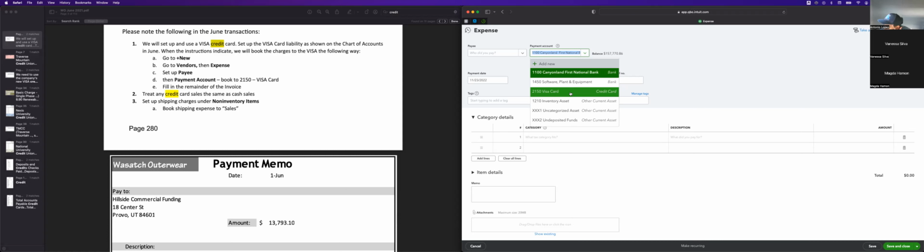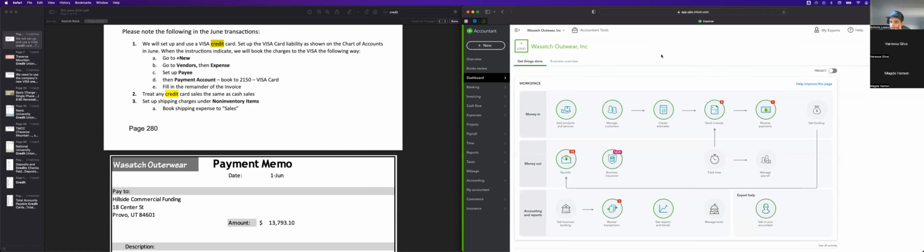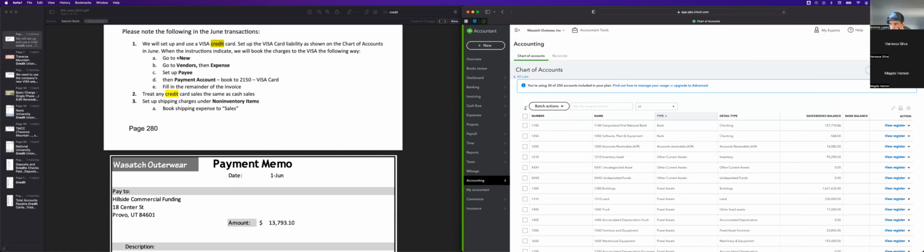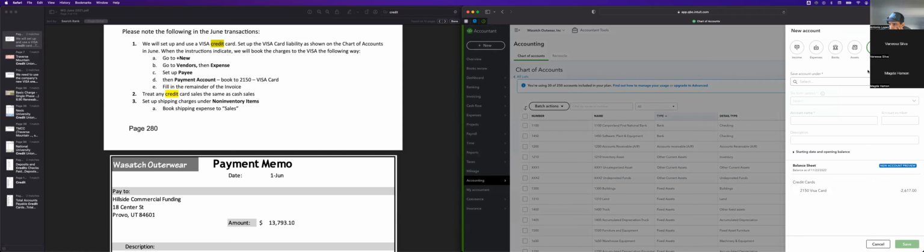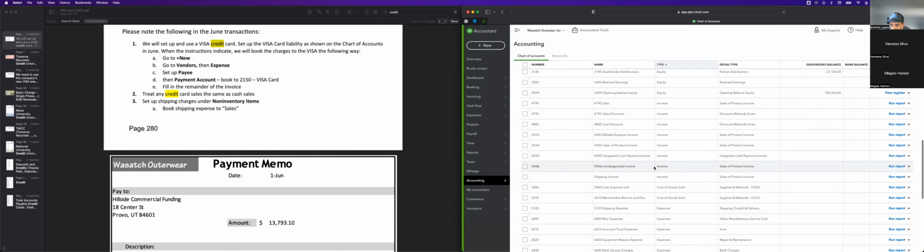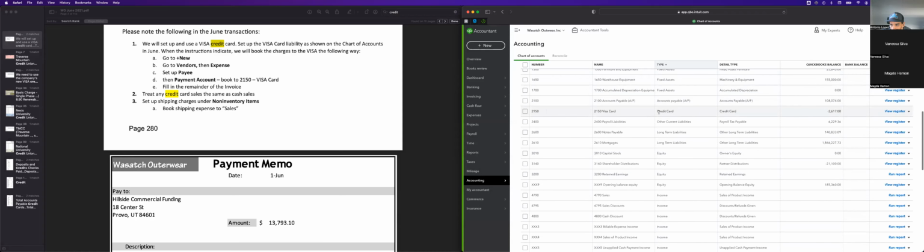Check it for me. Oh, so Magna did set it up, and she's just asking if she set it up correctly. But yeah, it looks like you set it up correctly. 2150, it's a credit card. So there's two ways of doing it. You can follow this exactly and then payment account, or you can simply go to chart of accounts, go new, hit credit card, set up a credit card, and add the information. And it looks like you did it correctly there. 2150, it's a credit card.